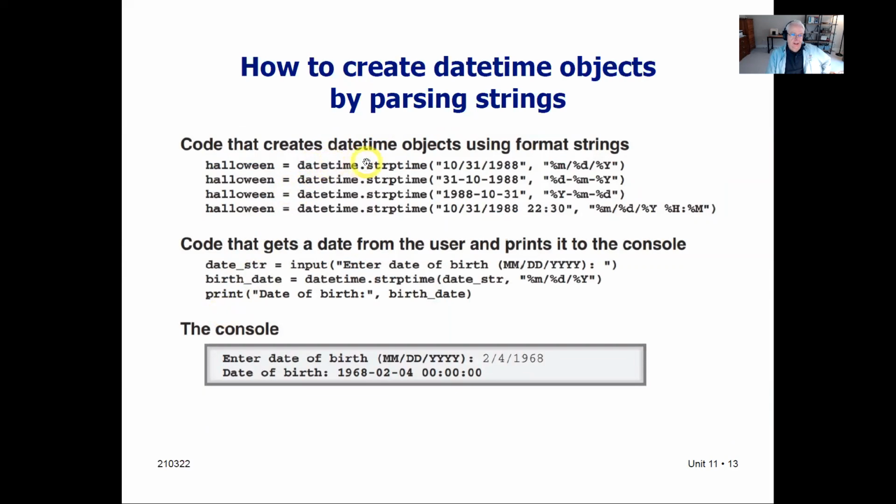So in this example, or this group of examples here, we have 4 different strings that we are parsing to create datetime objects in these formats. So once again, we have to use the datetime class dot string parse time, and we're going to create an object. They're all named Halloween here, just for example. And notice these are enclosed in quotation marks, so we know they're a string, okay?